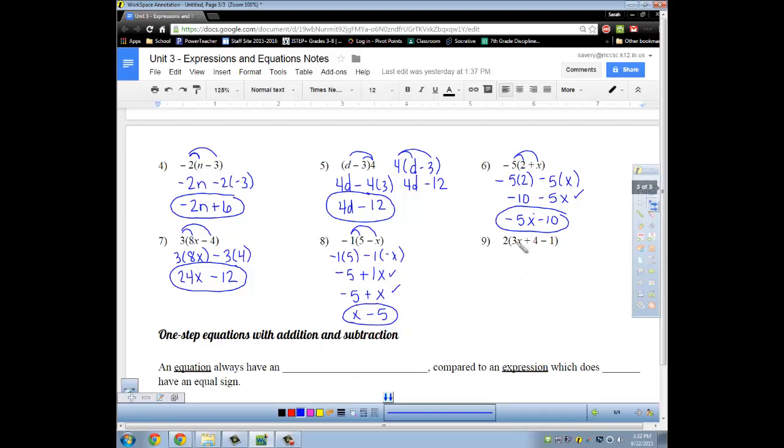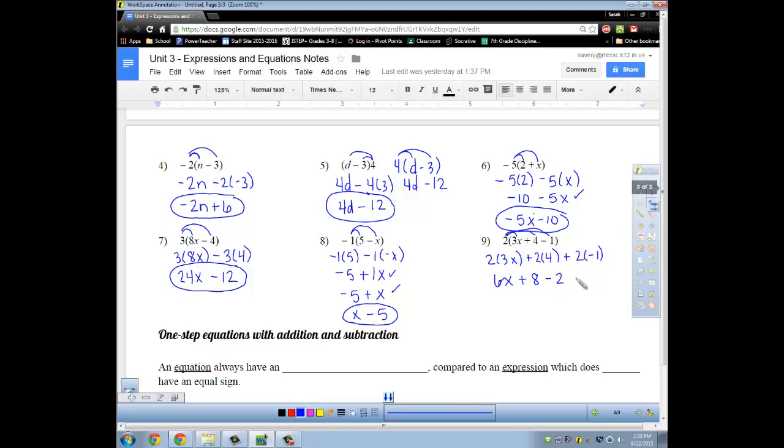Number 9, this time I have 3 terms in my parentheses. That's okay. I'll just do 3 sets of multiplication. So 2 times 3x. Then I have 2 times 4. Then I have 2 times negative 1. 2 times 3x is 6x. 2 times 4 is 8. 2 times negative 1 is negative 2.